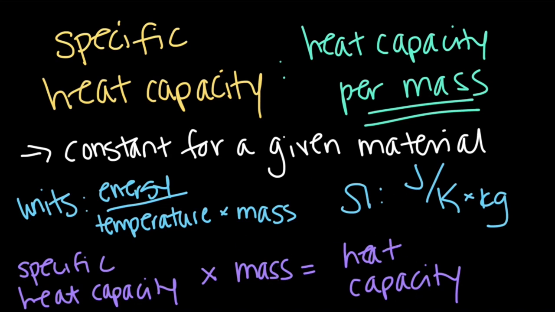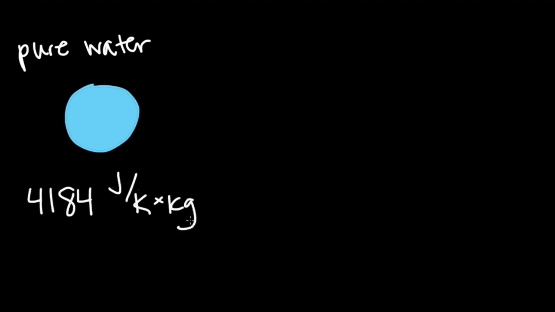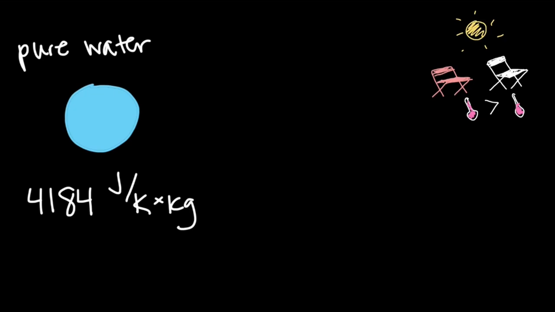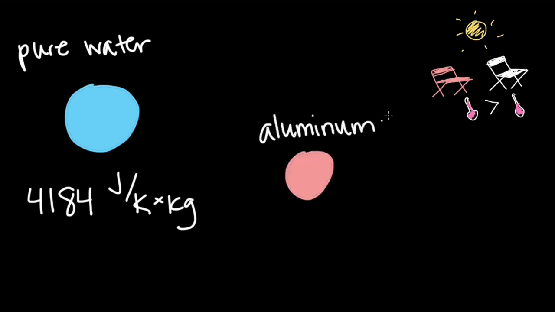However, because specific heat capacity is a constant property of a given material, we can usually just go ahead and look up what that value is because scientists have already measured the specific heat capacities of lots of materials. Let's consider the water in those pots we talked about. Pure liquid water has a specific heat capacity of 4,184 joules per Kelvin per kilogram. But different materials have different specific heat capacities. So let's think back to our chairs at a barbecue example and how the metal chair is hotter than the plastic chair. Now, metal folding chairs are typically made of aluminum, which has a specific heat capacity of 897 joules per Kelvin per kilogram.